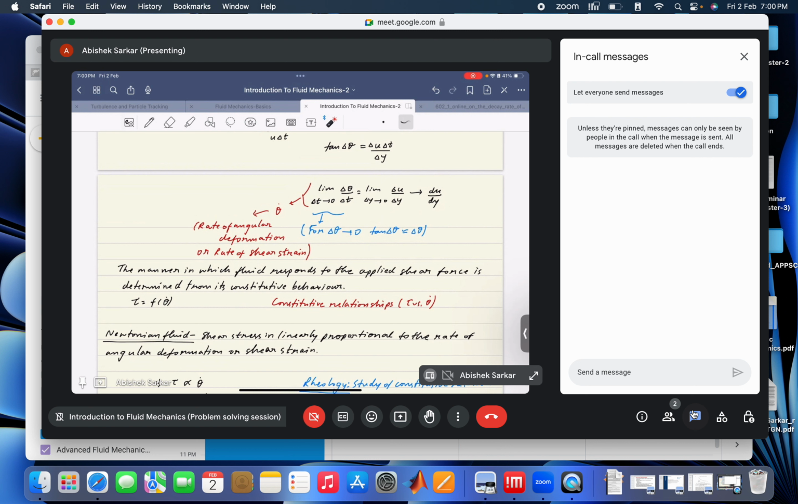Now we discuss a very important statement: the manner in which a fluid responds to the applied shear force is determined from its constitutive behavior, and this is known through the equation where tau, the shear stress, is equal to some function of the shear deformation or shear strain. This is known as the constitutive relationship. If you recollect a concept from solid mechanics, it is Hooke's law.